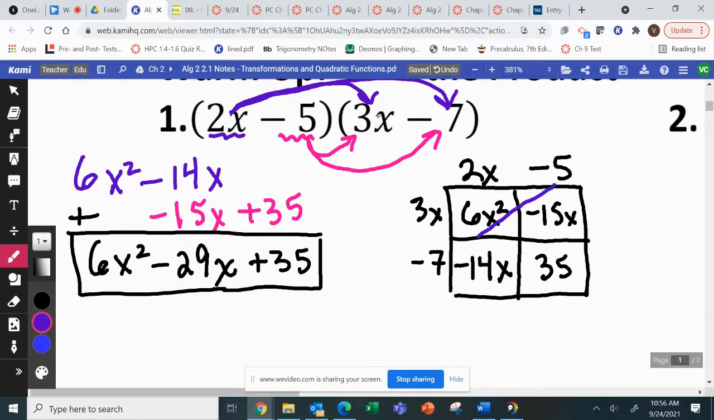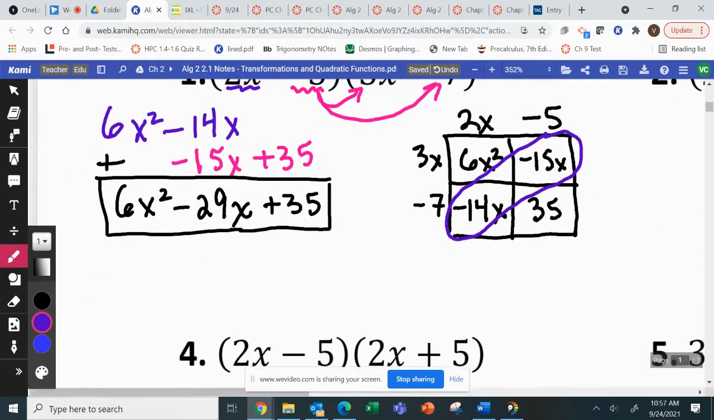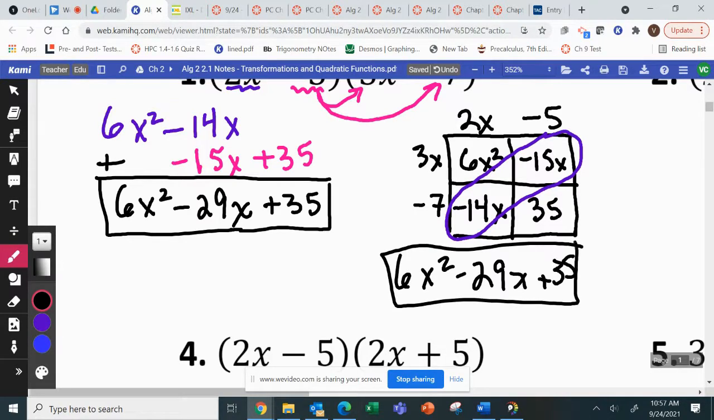It's totally the same exact thing. It's just a different method. You see it differently. And so you're going to have to add like terms, which I've got negative 14x minus 15 more x's. So I get 6x squared minus 29x plus 35. So it's the exact same answer. You can choose your method.